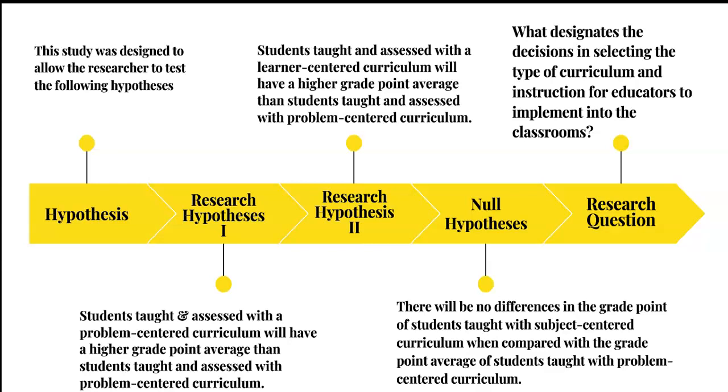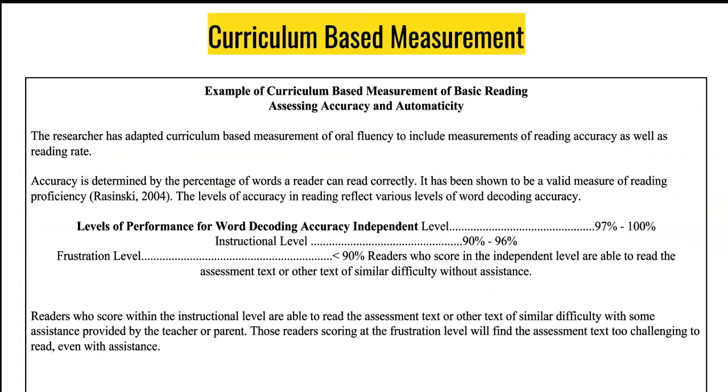Does it make it effective? Does it make a difference? That's what the research question all leads to. The instrumentation that we will use is the curriculum-based measurement for basic reading. This is what I use for the performance level, based on the example I've been given on what works best, from the 90th percentile and up to lower than the 90th percentile.